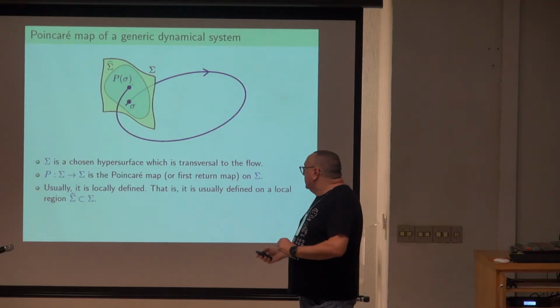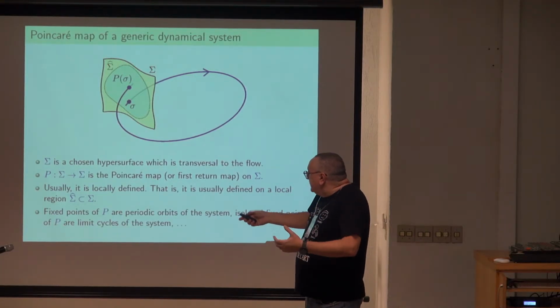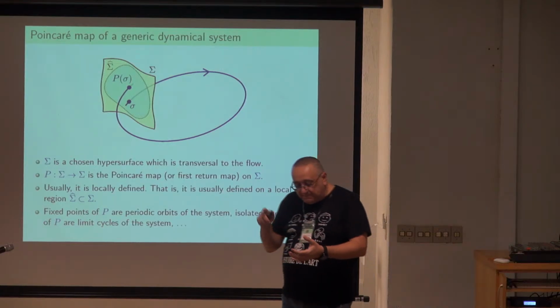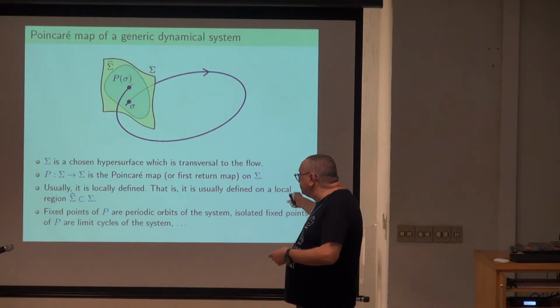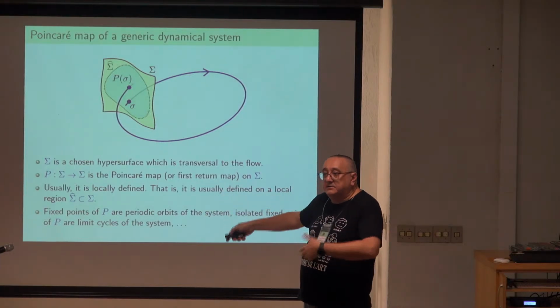Well, we know that fixed points of P are periodic orbits. If they are isolated fixed points, they are limit cycles and many other things.